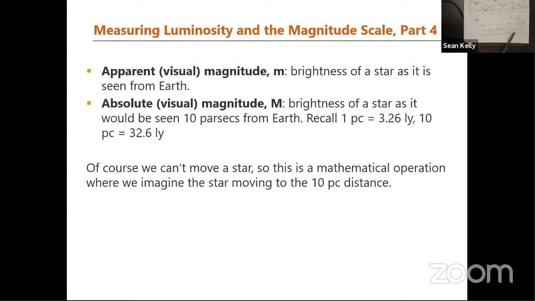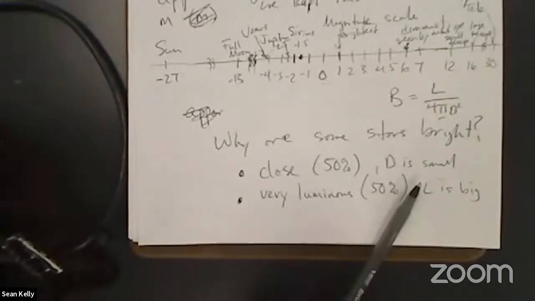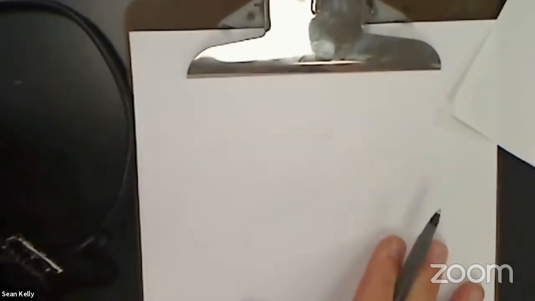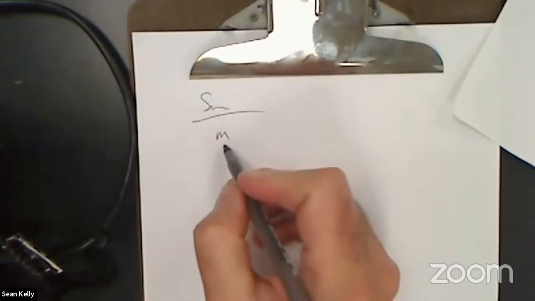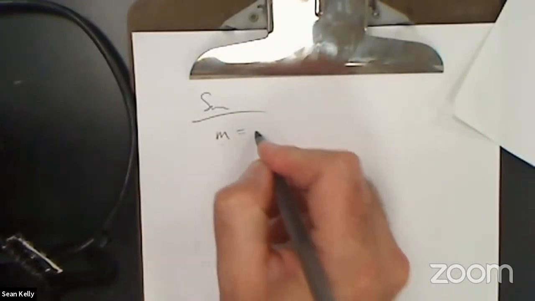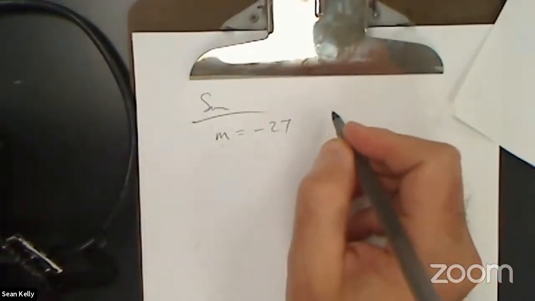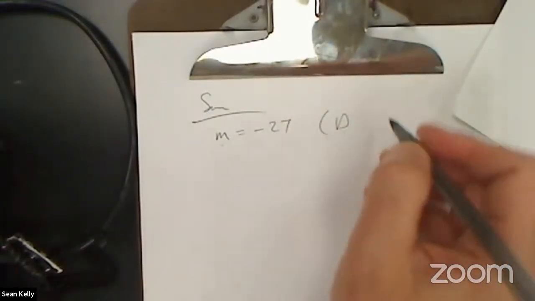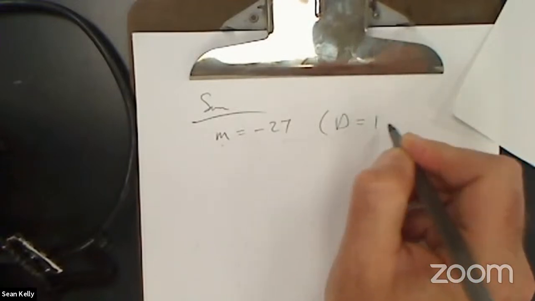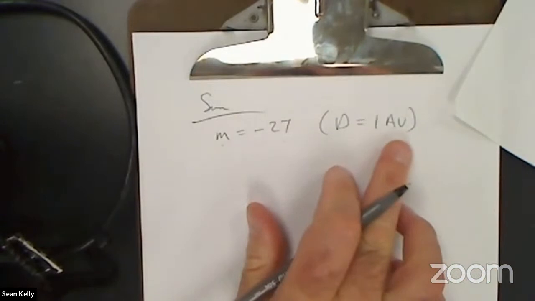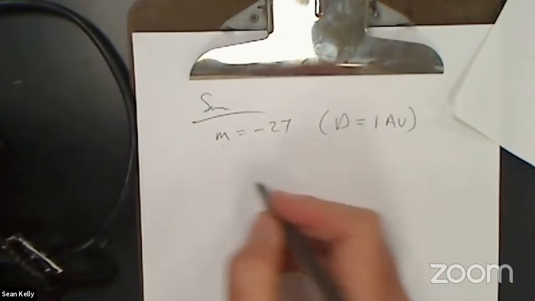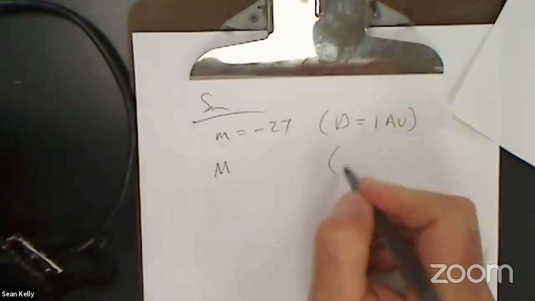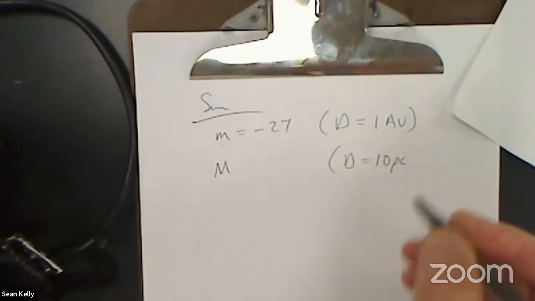Actually, you know what? Again, I don't have a slide for this, so I do want to ask you to maybe just take a look here. Here's a funny thing, right? What about our sun? Okay, let's write this down again. Remember what the apparent magnitude would be? It's negative 27, right? And the distance, what's the distance that we're seeing the sun at negative 27? The answer is 1 AU, right? Which is not very far. It's the distance between the Earth and the sun, right? It's not very far.